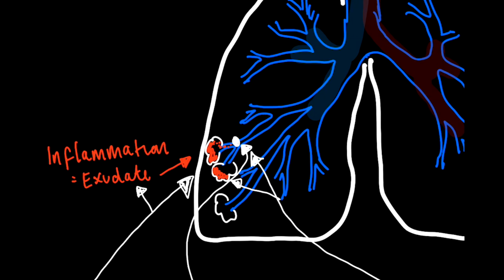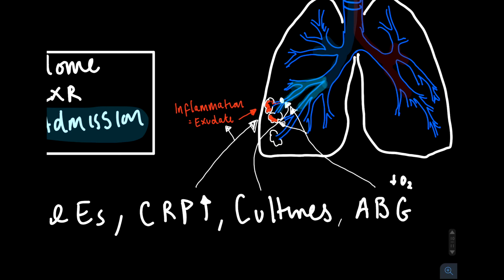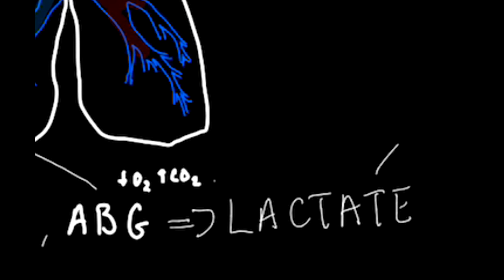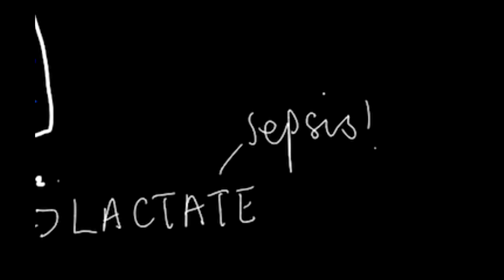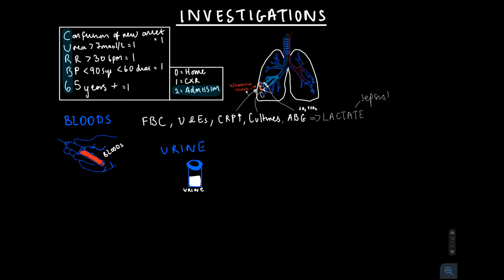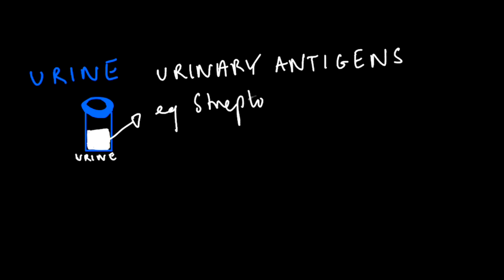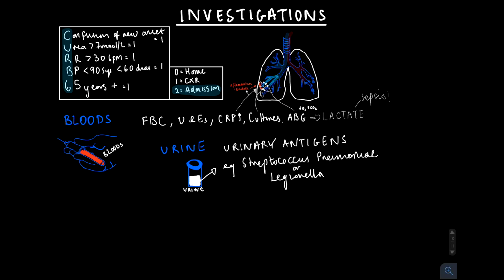The ABG will also show that you'll have a decrease in oxygen and increase in CO2. As you can see from the diagram, you're not getting that perfusion. In addition to this, you'll also be able to find the lactate on the ABG, which may indicate a septic picture. So let's move on to the urine. As you can see here, you can get some urinary antigens by just taking a simple urine sample. And the two ones that you can do are Streptococcus pneumoniae and Legionella.